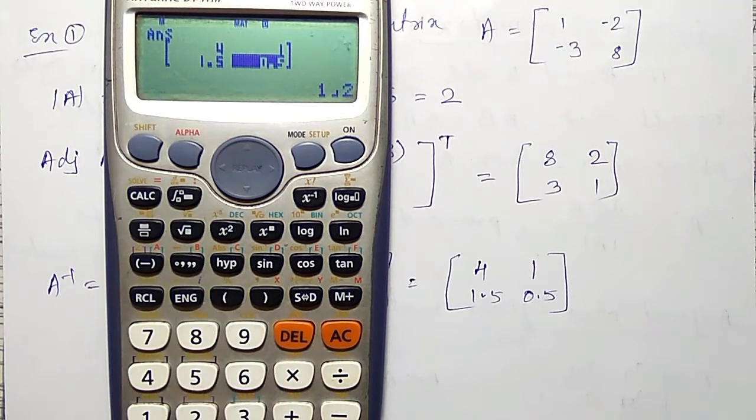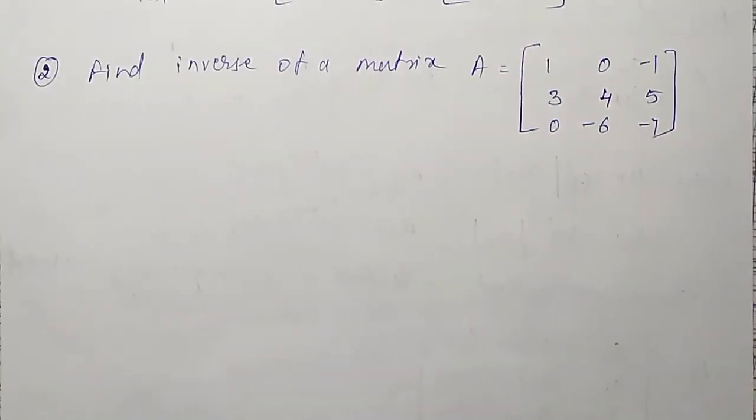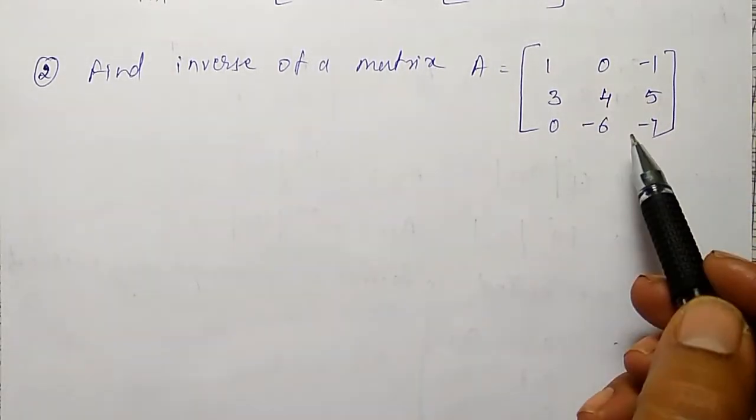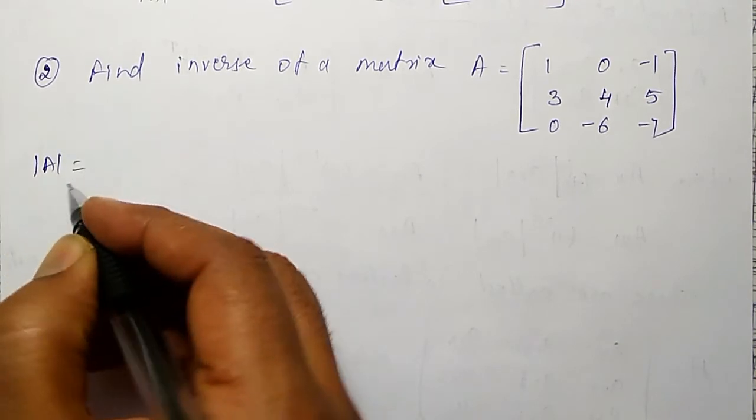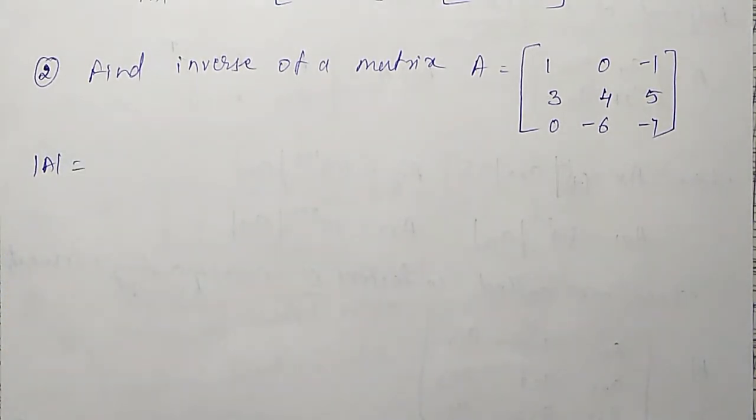This is the inverse. Like that, for third order I will also explain now. I have to find the inverse of this 3 cross 3 matrix. For that reason, first I have to check whether the matrix is singular or not, that is, whether the determinant of A is equal to 0 or not.